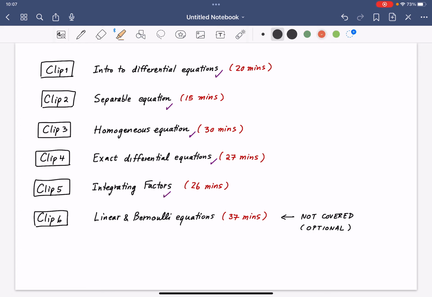So for the full clips you're going to see the minutes here. This is the length of each clip. The last one is linear and Bernoulli differential equations. If you have time, you can take a look at clip number 6, which is 40 minutes, but usually we're going to test you on clip number 1 to clip number 5. So make sure you look at more examples in these clips.